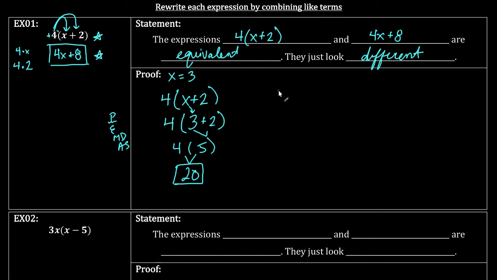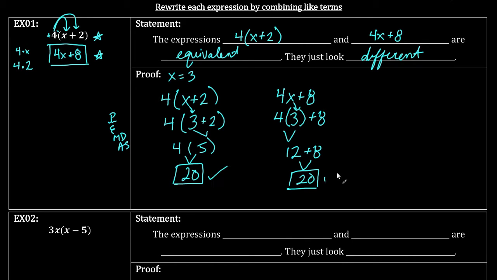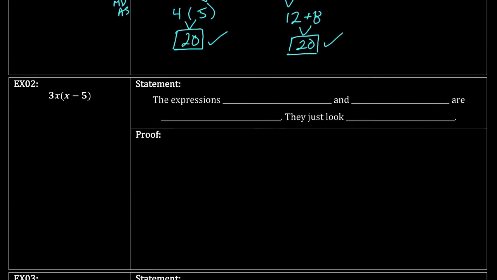So let's write our new, equivalent expression, which is 4x plus 8. That means 4 times 3 plus 8. Don't forget this x and this x have to be the same. They can be any number, but they have to be the same. 4 times 3 is 12 because multiplication comes before addition. And 12 plus 8 is 20. And 20 is 20.